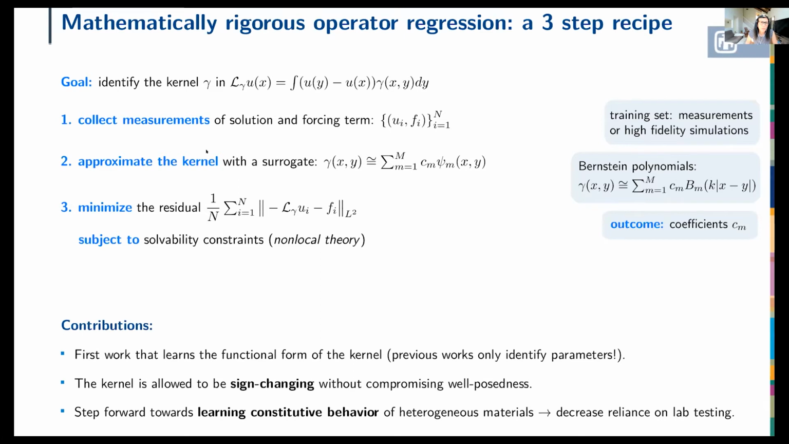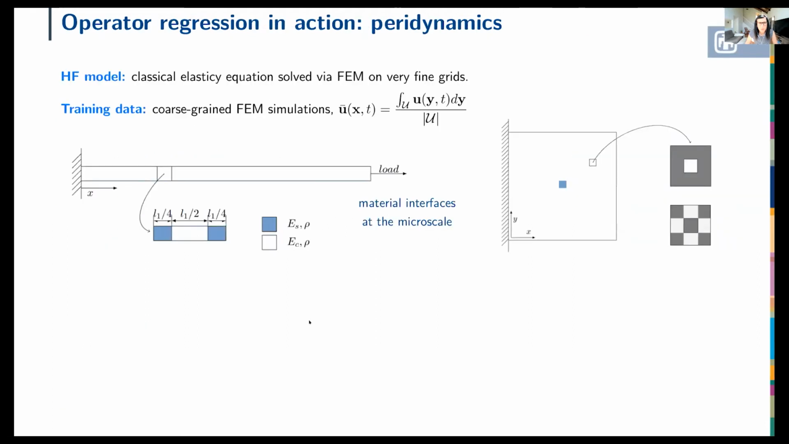An important feature of this first work was embedding solvability constraints in this optimization problem. It is very easy to impose a solvability constraint, which is to ask that the kernel is positive, but this limits big time the descriptive power of this operator. And so we were able to embed some solvability constraints that allowed the kernel to be sign changing. Now, I'm going to show you a simple example. This is elasticity.